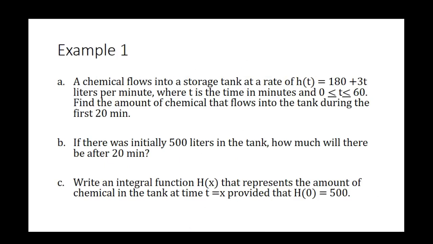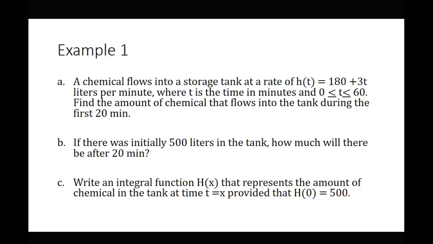All right, a chemical flows into a storage tank at a rate of h of t equals 180 plus 3t liters per minute. What that means is if I plug in 0 here, the rate would be 180 liters per minute. That's how fast it's going in at first. If I plug in 1, the chemical would be coming in faster, at 183 liters per minute. So the rate's constantly changing. We have a changing rate, right? But we have a function for it.